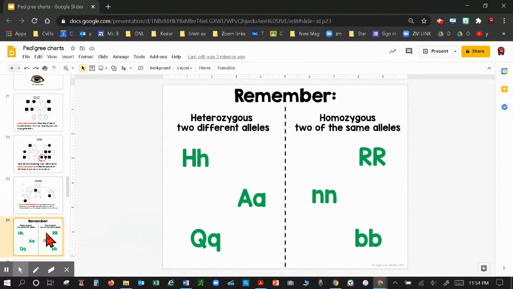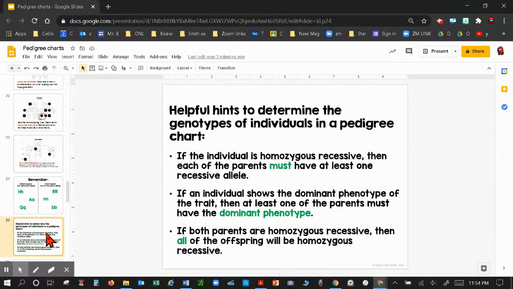Remember, heterozygous means you have two different alleles, a capital letter and a lowercase letter. Homozygous means you have the same two capital letters or two lowercase letters. And so, some helpful hints, as I said earlier: if an individual is homozygous recessive, then each of the parents must have at least one recessive allele.